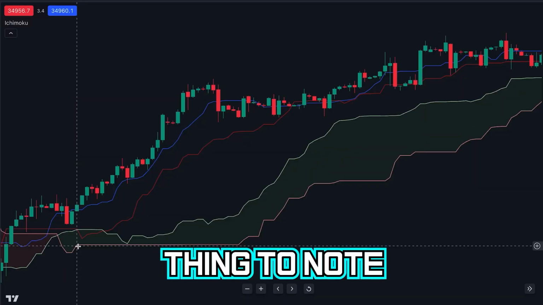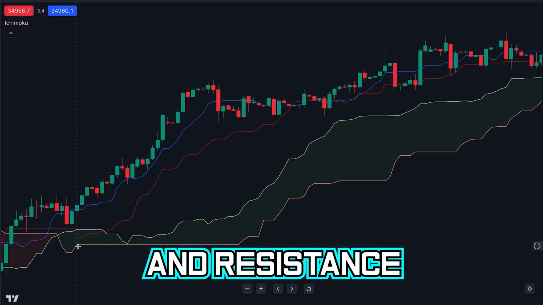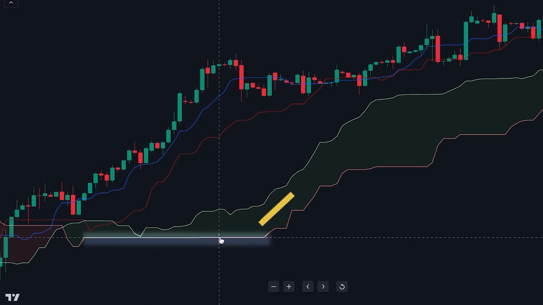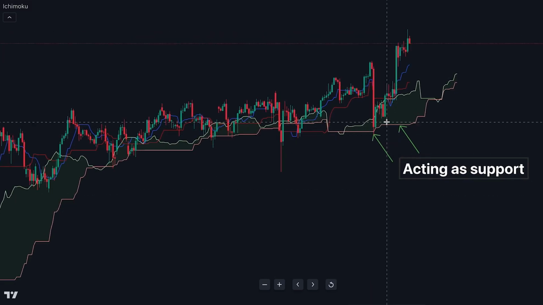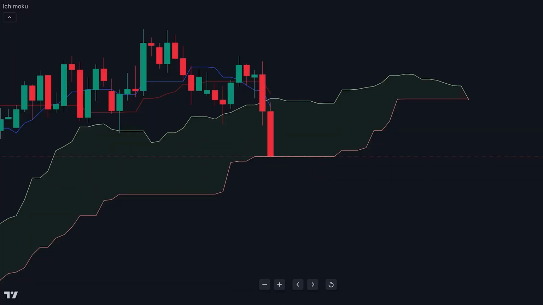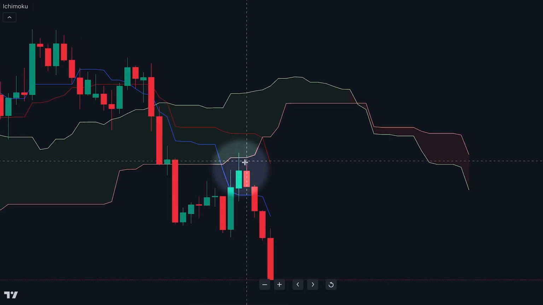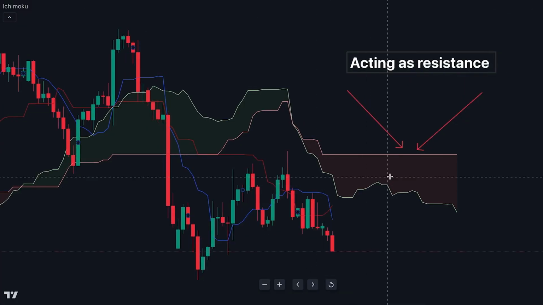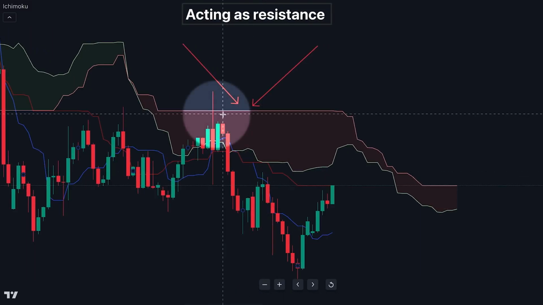Another important thing to note is that the lines on the cloud can be used as support and resistance. When the lines are flat, this can be an indication of a strong support or resistance zone. So when price approaches these levels, if the lines remain flat, you could see a strong reaction off these levels. If the cloud is green and price goes below the cloud and the line is holding strong, it could operate as a rejection zone. Same with a bearish cloud. If the price goes above a bearish cloud and the line holds strong, price could reject off that line.